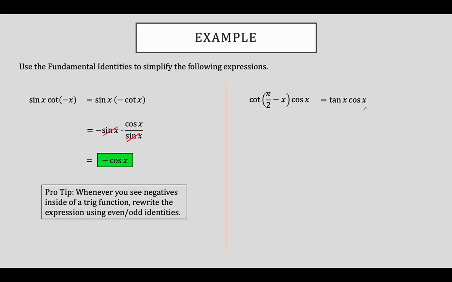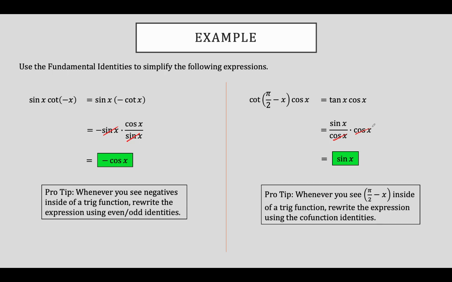This now gives us the tangent of x times the cosine of x. Using our quotient identity again for tangent, tangent can be written as sine over cosine. This is sine x divided by cosine x times cosine of x. Our cosines now cancel out, and we are left with sine x for our final answer.